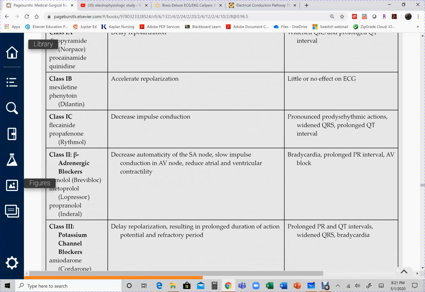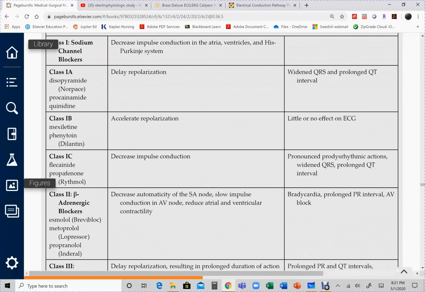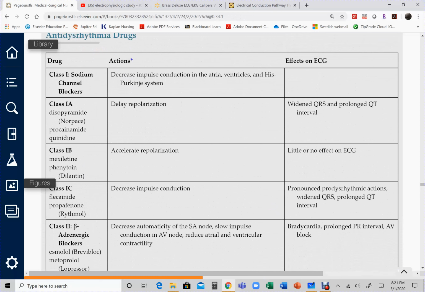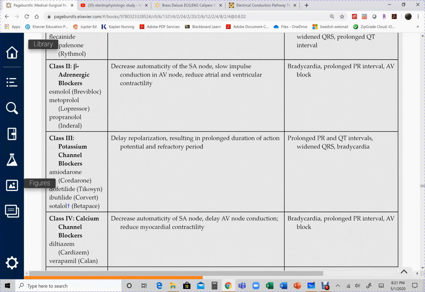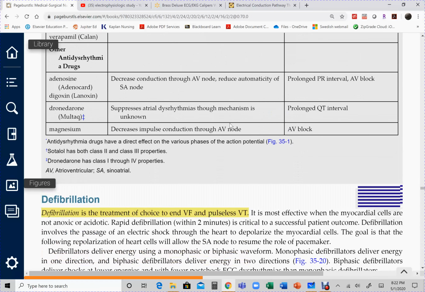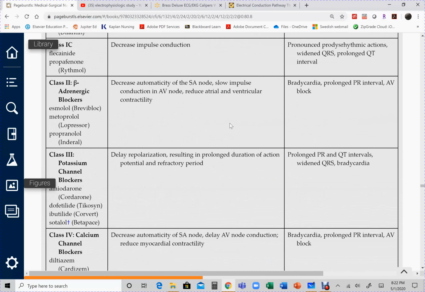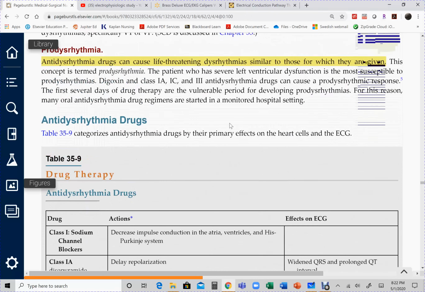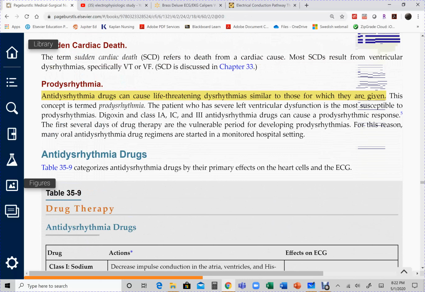If you ask which drugs are on the test, sorry guys, it'll have to be any of them. Okay, so all of these are testable. Please look at the side effects, okay? But just bear in mind that every antidysrhythmic drug can cause another dysrhythmia.